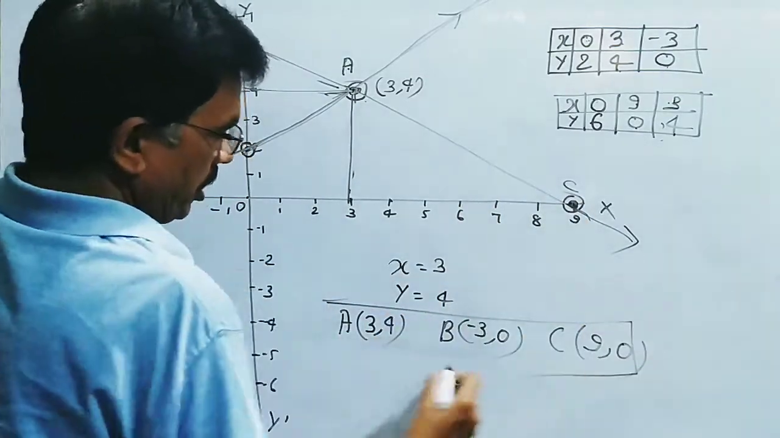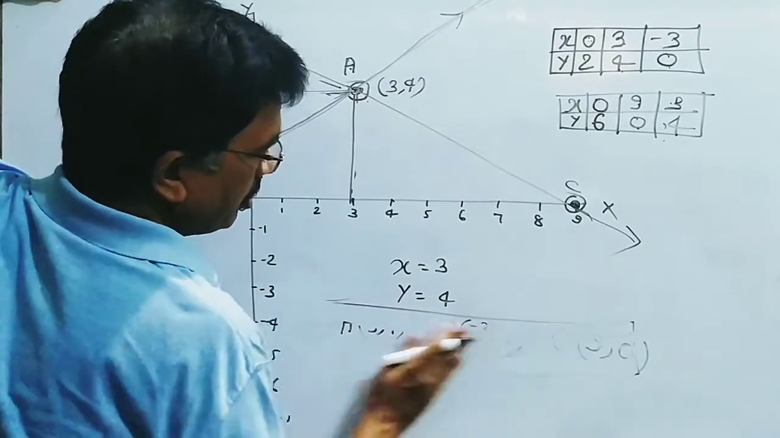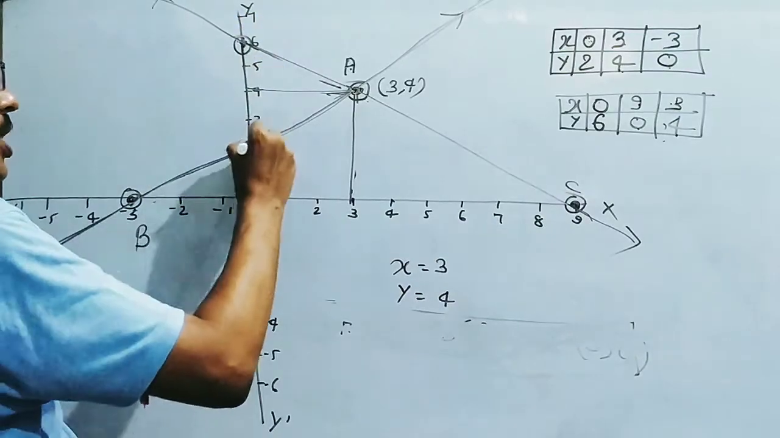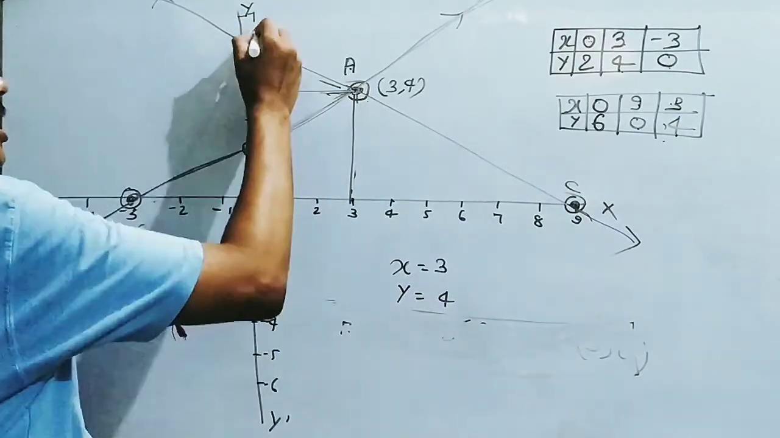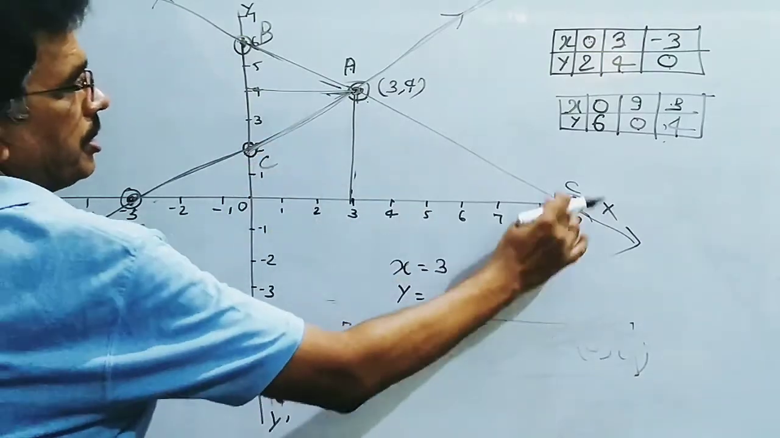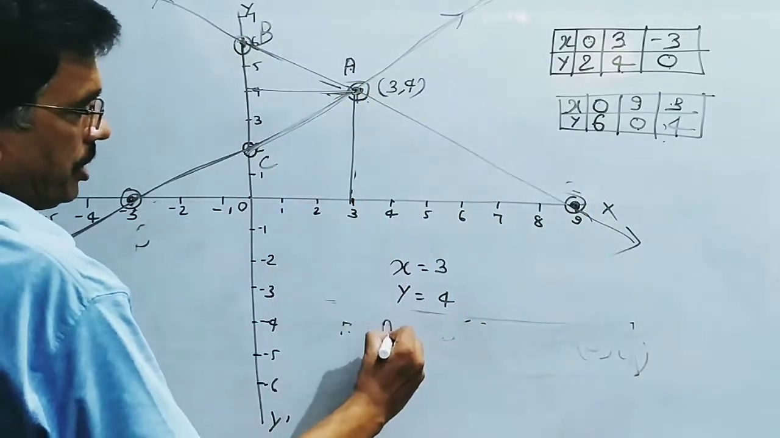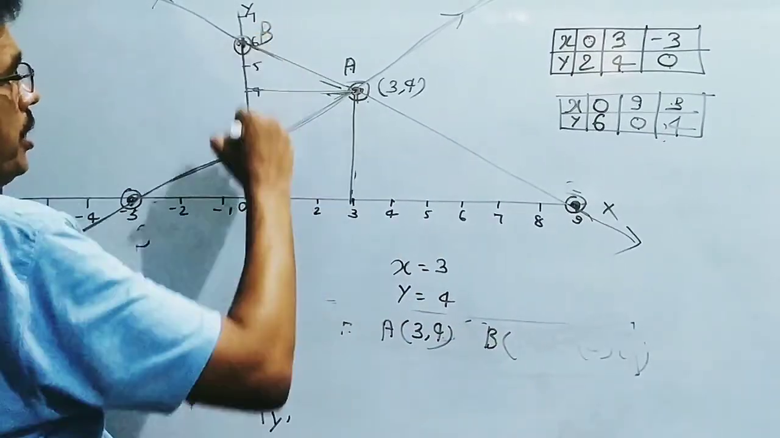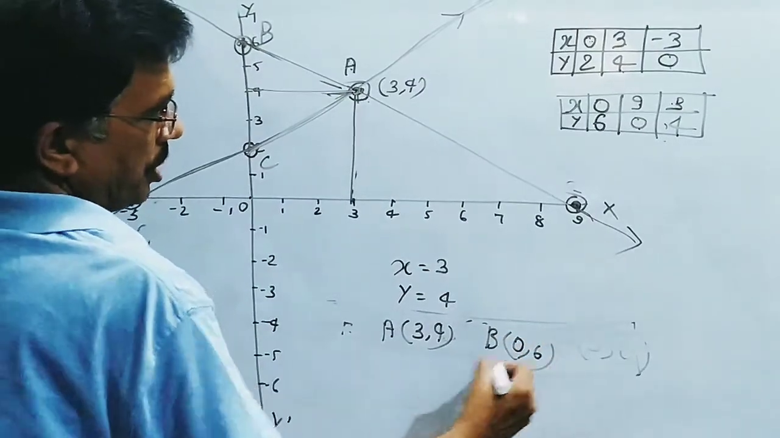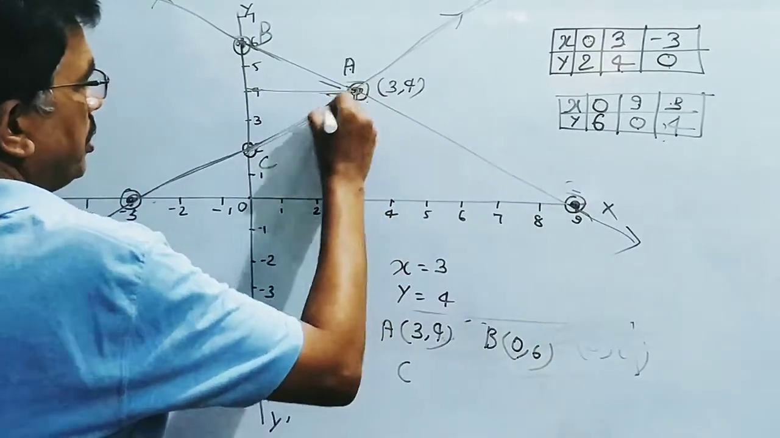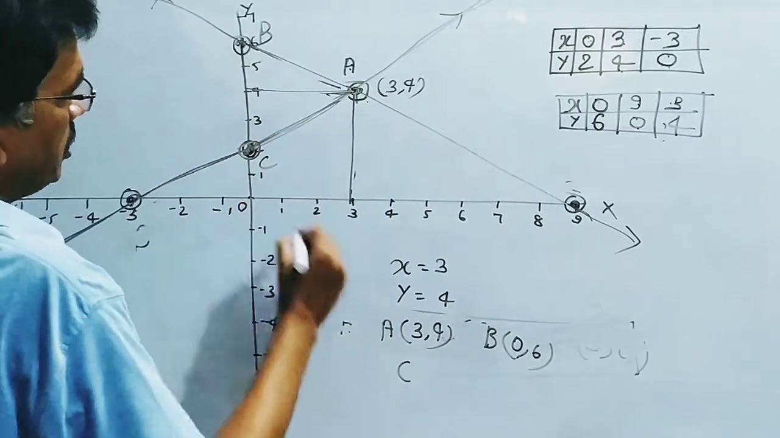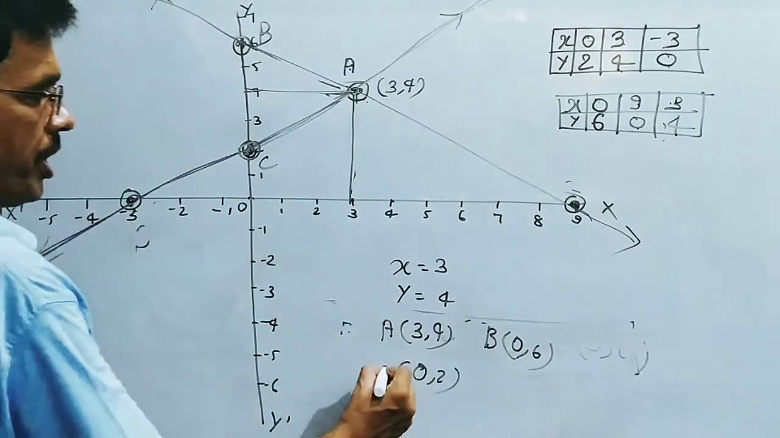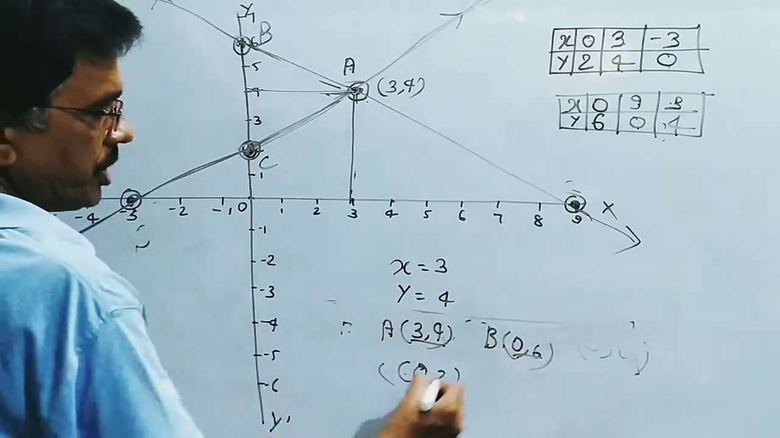But in your question, it is given that you draw the triangle and find the area of the triangle with the y-axis. That means the coordinates are these. So you write here that it is B and it is C. So now what is the coordinate of A? A is (3, 4). B is here, that is (0, 6). And C is there, so here is (0, 2). So the coordinates of ABC are (3, 4), (0, 6) and (0, 2).